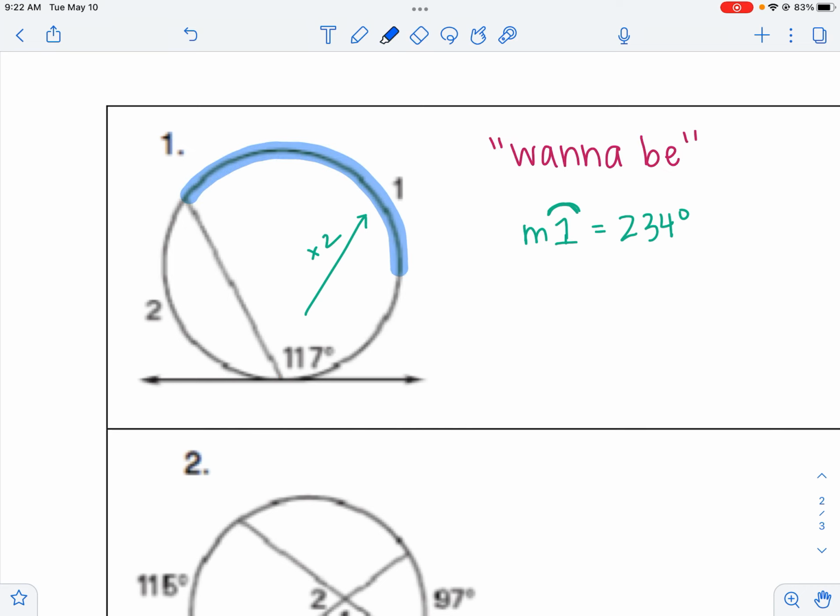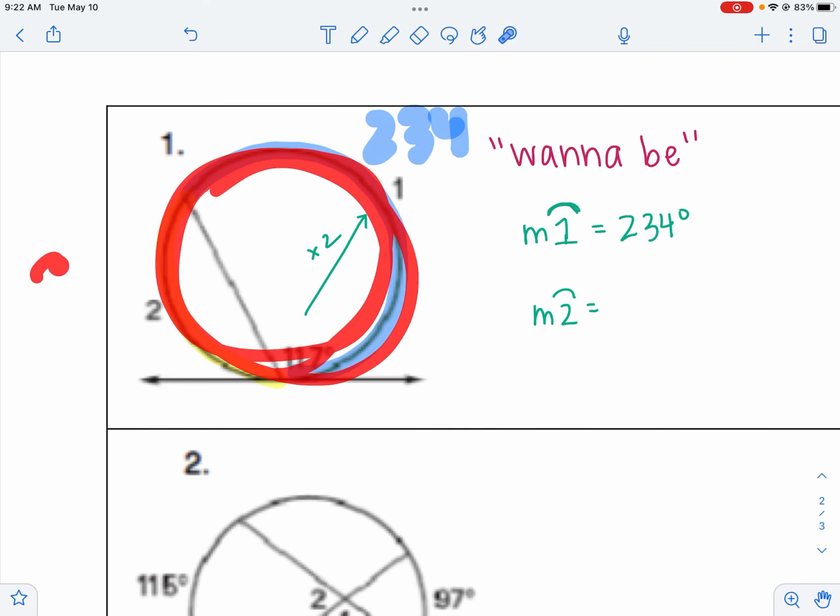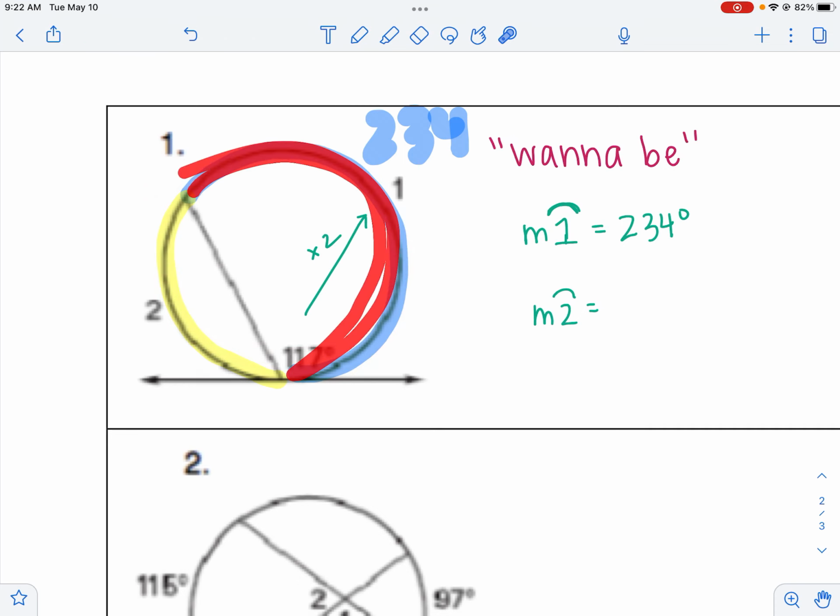Okay, well, think about it. What if I asked you, so I know that this piece is 234 because I did 117 times 2 going out. But what if I wanted to know the rest of it? What if I wanted to know the measure of arc 2? Well, what do we know about a full circle? I kind of have to look at the whole picture. If I have a full circle, the measure of that would be 360 degrees. So if I know that this piece is 234, I can just do 360 minus 234, and that's going to tell me that part right there. So 360 minus 234 would make the measure of arc 2 just 126.